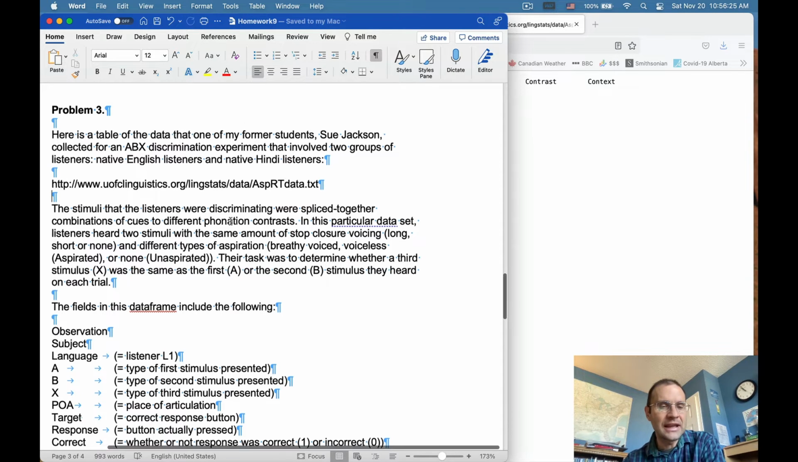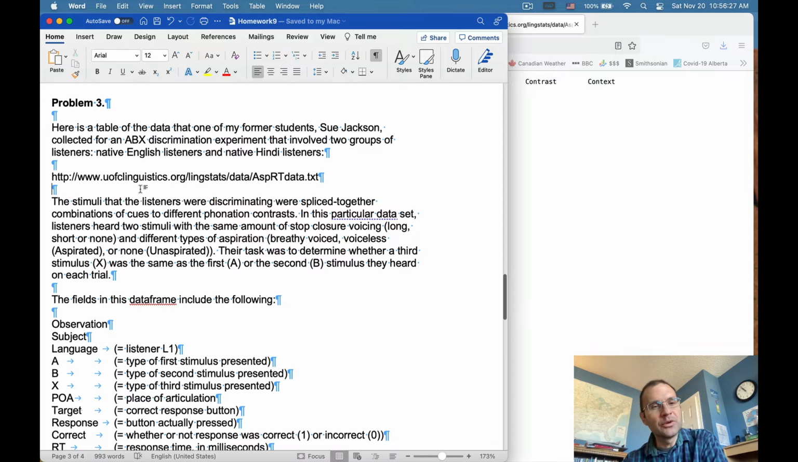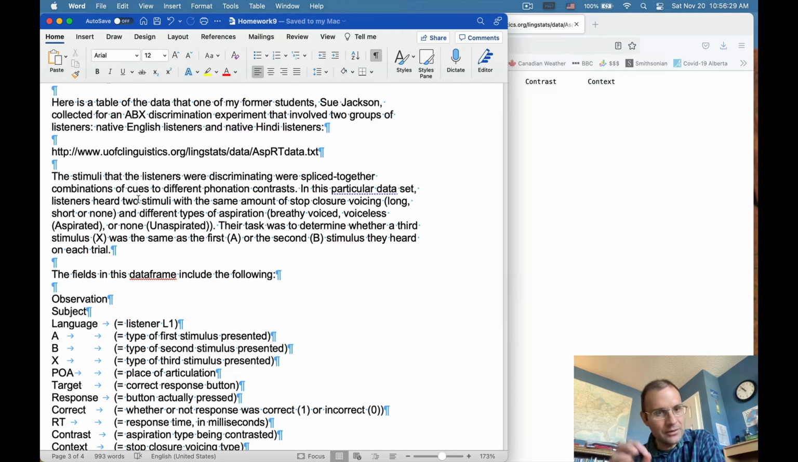So Sue is interested in looking at whether your native language will affect how you process these little cues to different phonation contrasts, whether you categorize a stop as voiced or voiceless or aspirated or unaspirated, that sort of thing. So she didn't really use those categories, but what she did is that she had listeners hear 2 stimuli with the same amount of stop closure voicing, long, short, or none. So she also kind of split up closure voicing into 2 different categories there, long versus short.